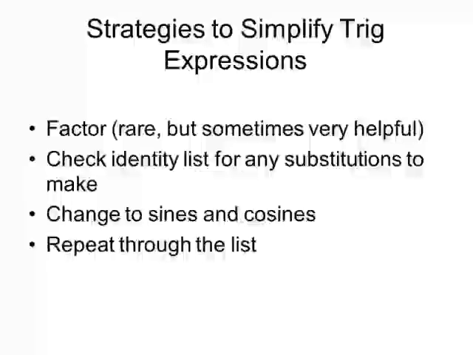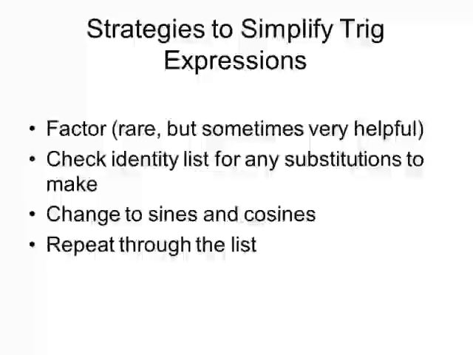Check that list of all of those identities that's on your sheet and see if there's any substitutions that could be made. Can I swap out something for something else that would make this problem cleaner? The third thing we're going to do is change into sines and cosines, and I will explain more about what I mean about that when it comes up in a problem.